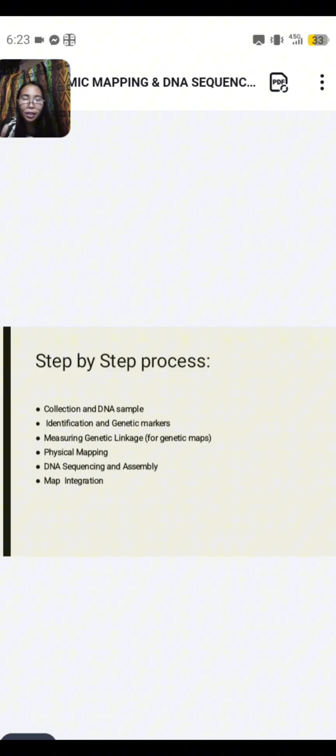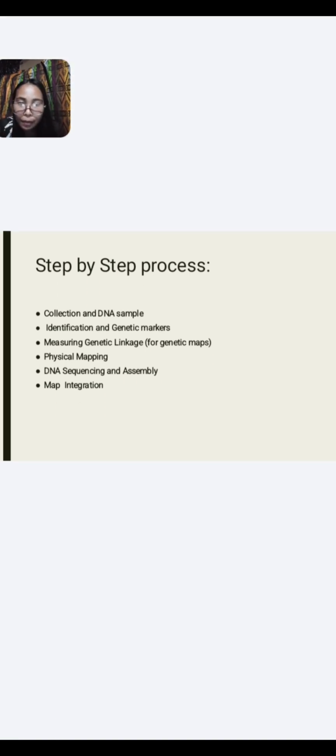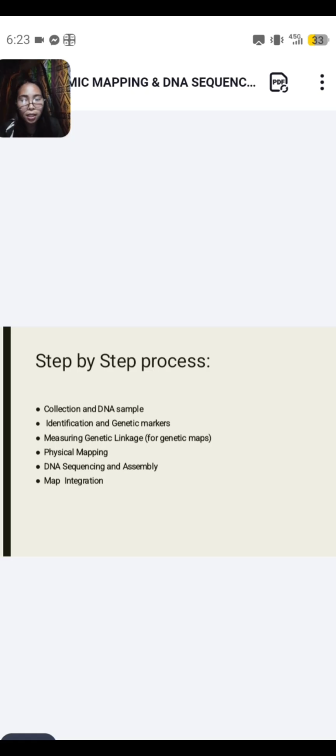Then the third, after the identification, is we are going to measure the genetic linkage for the genetic maps. Then after measuring genetic linkage, we are going to do physical mapping. Then after the physical mapping, the next is DNA sequencing and assembly. Then after DNA sequencing and assembly comes map integration.